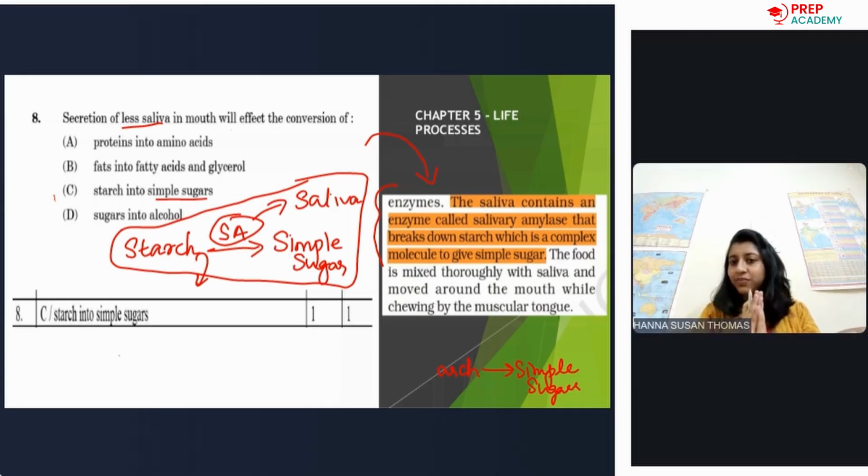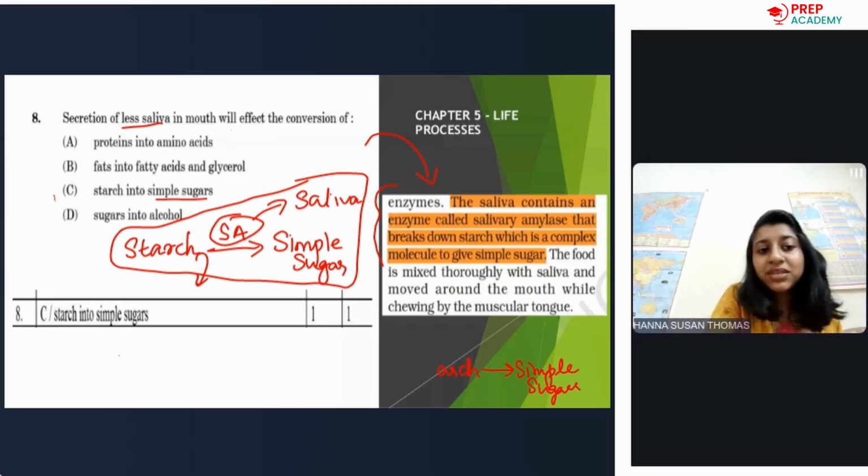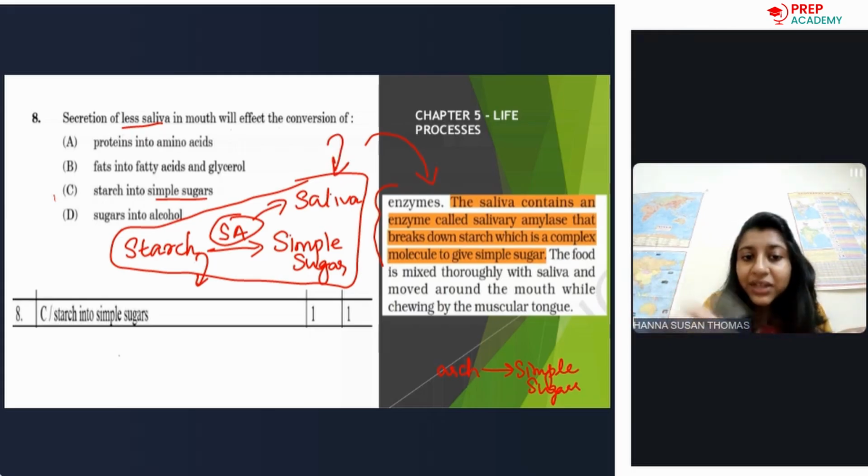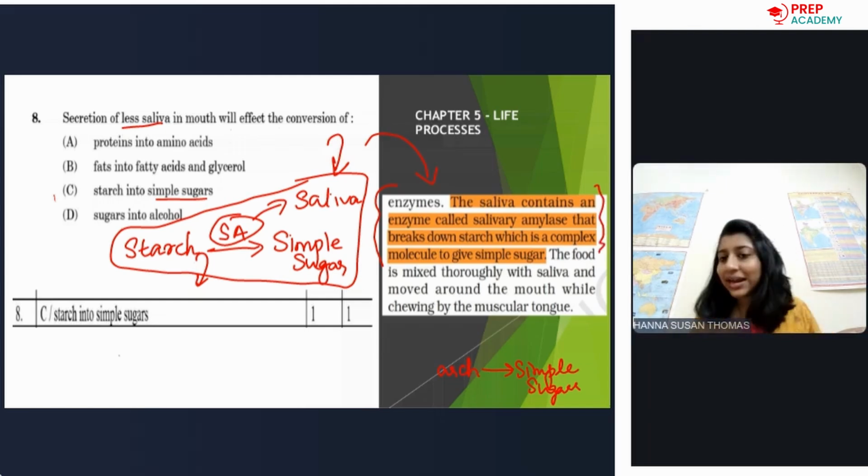In this chapter, you will get this understanding. But when you look into the question, what is it saying? Secretion of less saliva in mouth. Nowhere in this chapter can you see the statement, secretion of less saliva in mouth will affect the conversion of what. But if you understand the concept given in this chapter, you will easily tackle this question, right? We know that starch can only be converted into simple sugar with the help of the salivary amylase enzyme that is present in saliva.